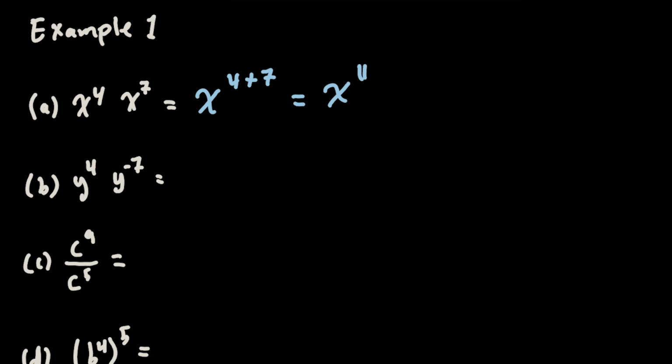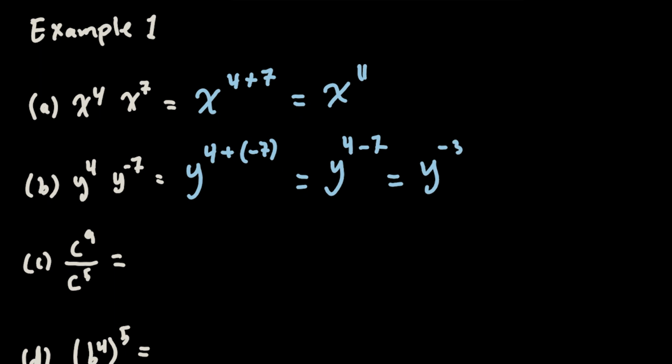Part B says if we have y to the power 4, y to the power minus 7, so we will just do the same thing. So here we will have y to the power 4 plus minus 7. And we will get here y to the power 4 minus 7. And that would equal to y to the power minus 3. And we can just rewrite this as 1 over y to the power 3.